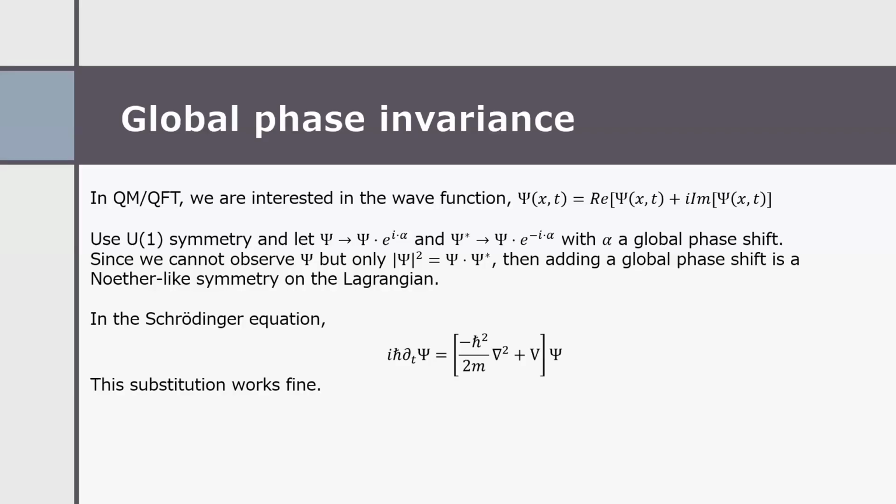So we have a wave function, and that's a complex function. It has a real and imaginary part. And if we used U1 symmetry and think about adding a global phase invariance to the wave function, then we would have on the one hand psi multiplied by e to the I alpha, where alpha is some global phase shift, right? And for psi conjugate, we would be multiplying by e to the minus I alpha. And of course, since we can only observe the magnitude squared of the wave function, that's okay because we're going to take psi times psi conjugate, e to the I alpha times e to the minus I alpha. It all goes away. Everything is copacetic, right?